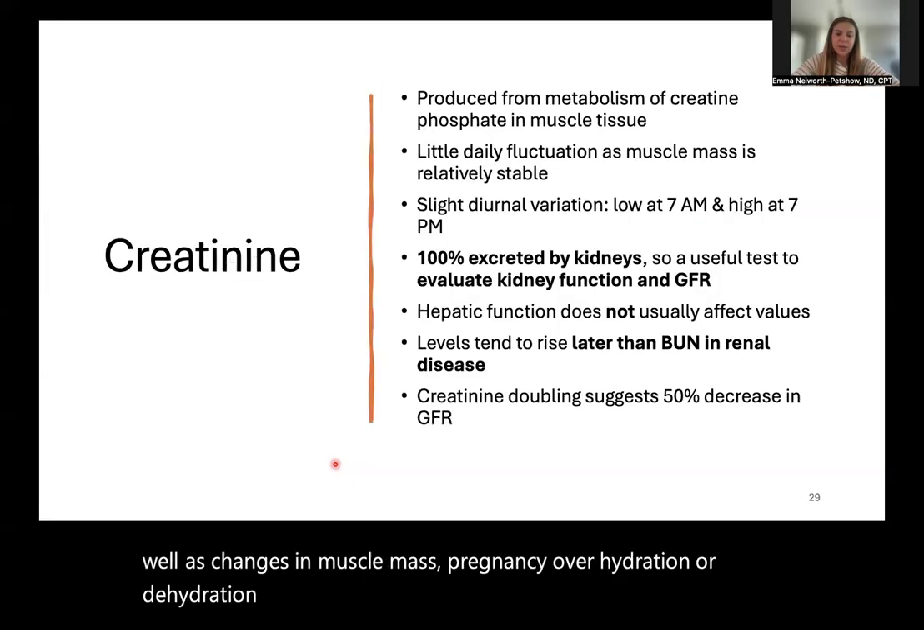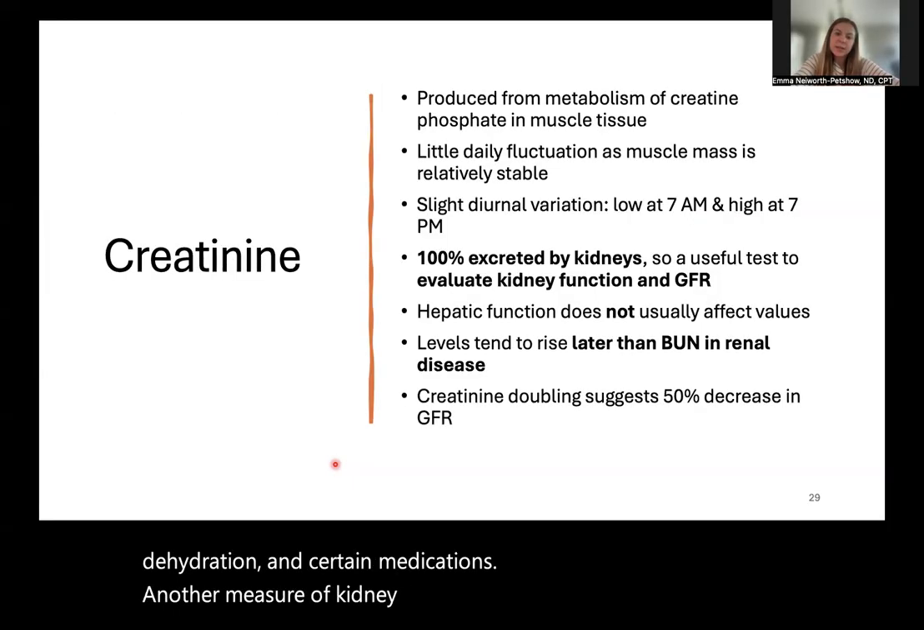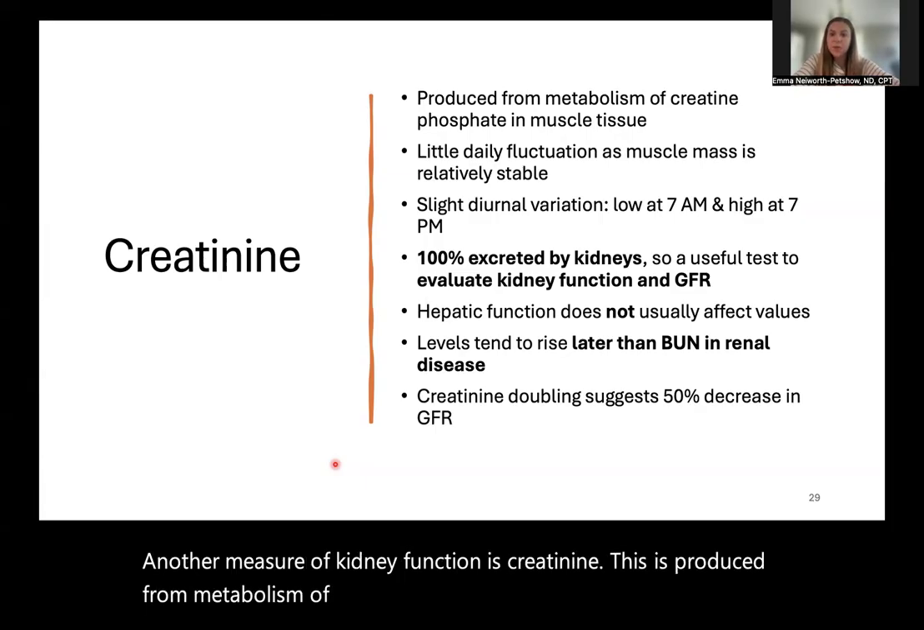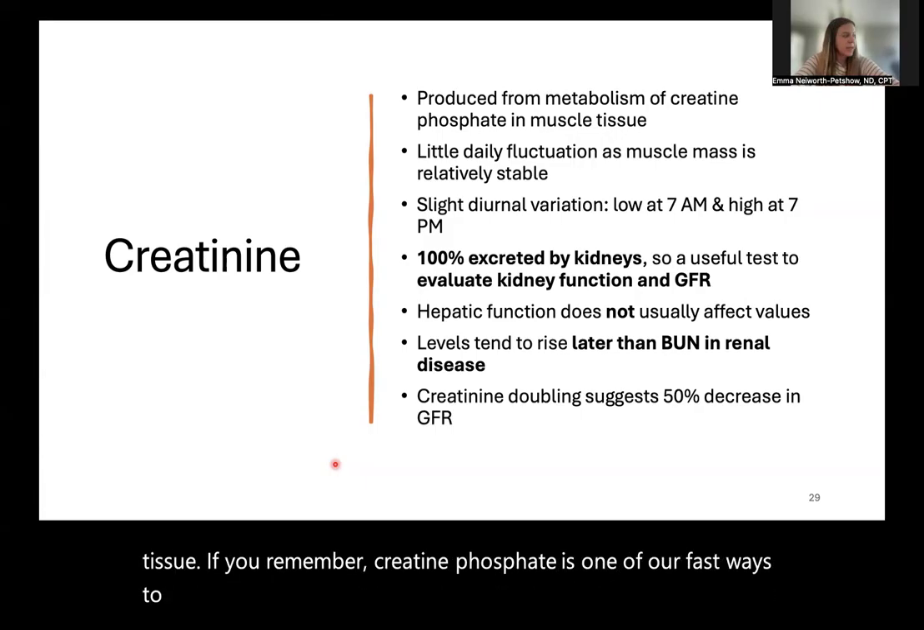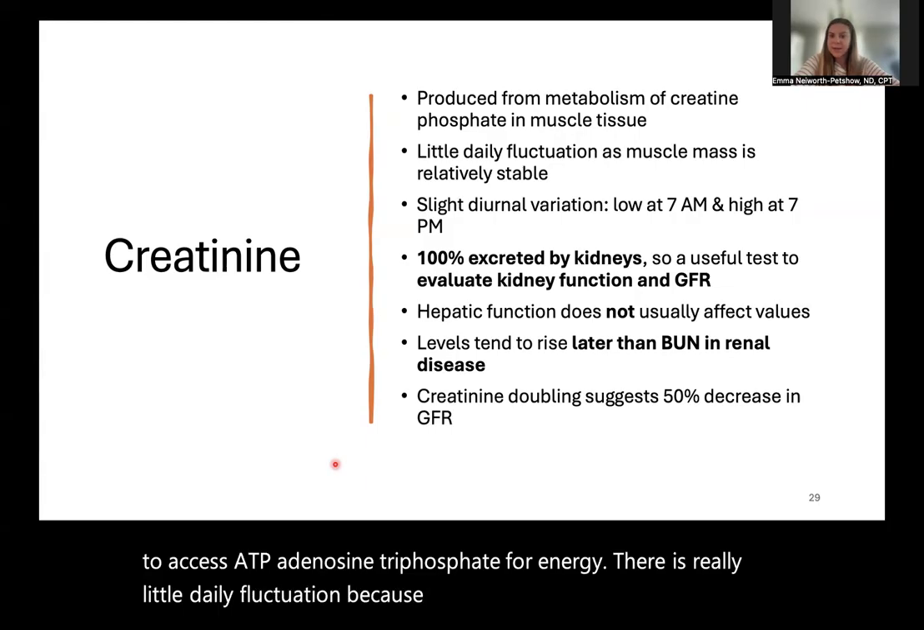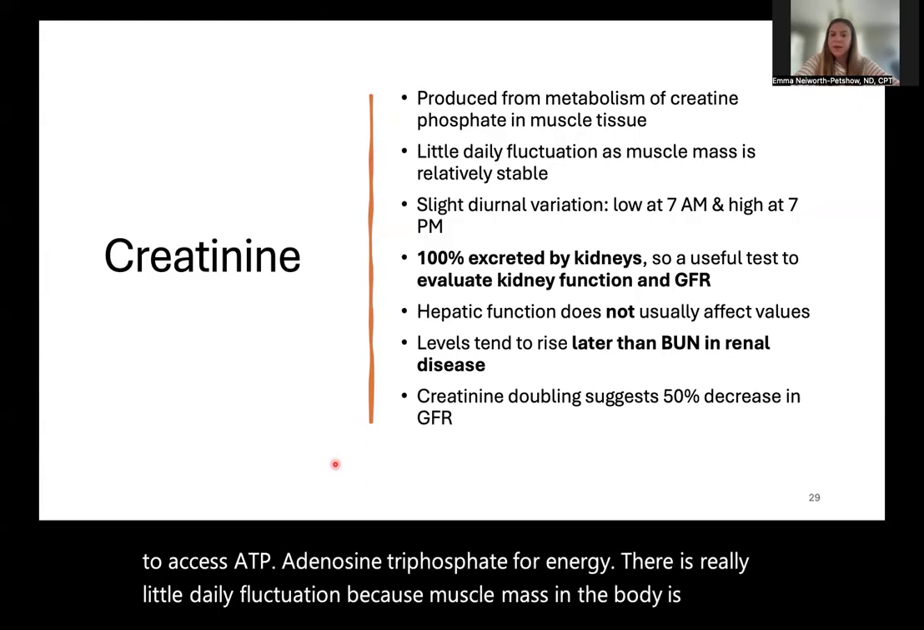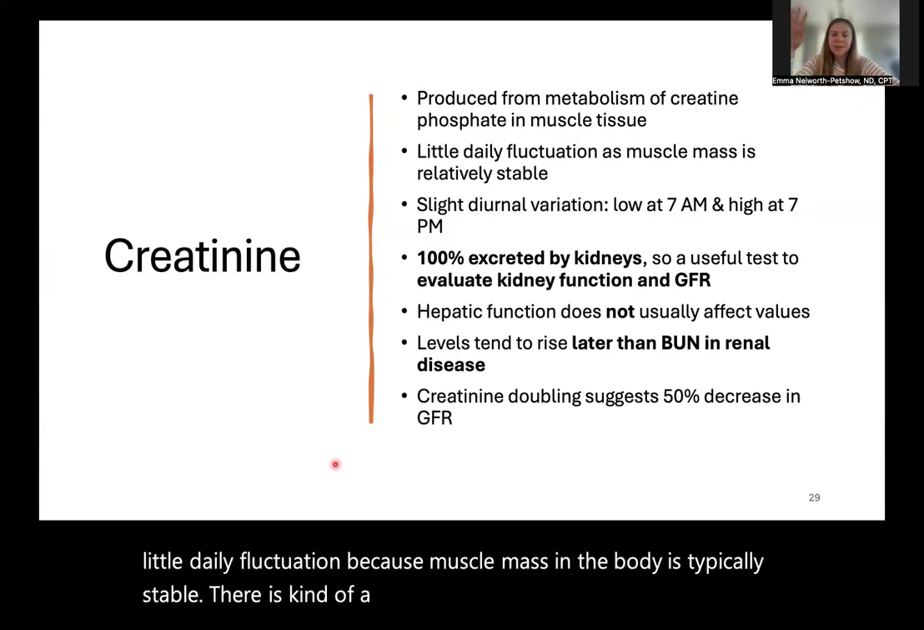and certain medications. Another measure of kidney function is creatinine. This is produced from metabolism of creatine phosphate, which is located in muscle tissue. If you remember, creatine phosphate is one of our fast ways to access ATP, adenosine triphosphate, for energy. There's really little daily fluctuation because muscle mass in the body is typically stable. There is kind of a diurnal variation. It's lower in the morning and higher in the evening.